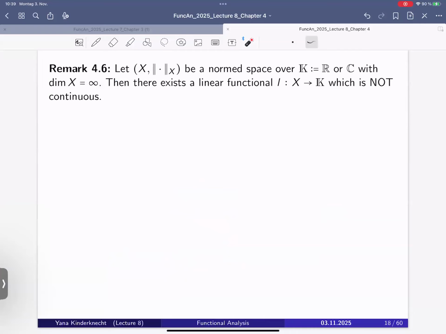So let X be a normed space whose dimension, or Hamel dimension, is infinity. Then there exists a linear functional which is not continuous. So in linear algebra, in finite dimensional space, of course, all linear functionals are continuous mappings. But this is not the case when we consider this general situation. So counterexample.